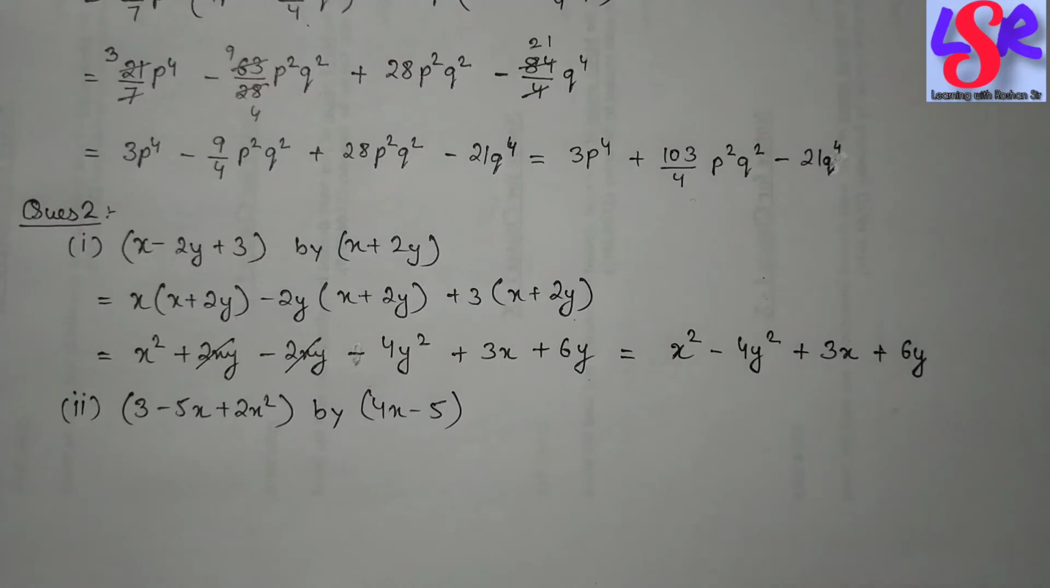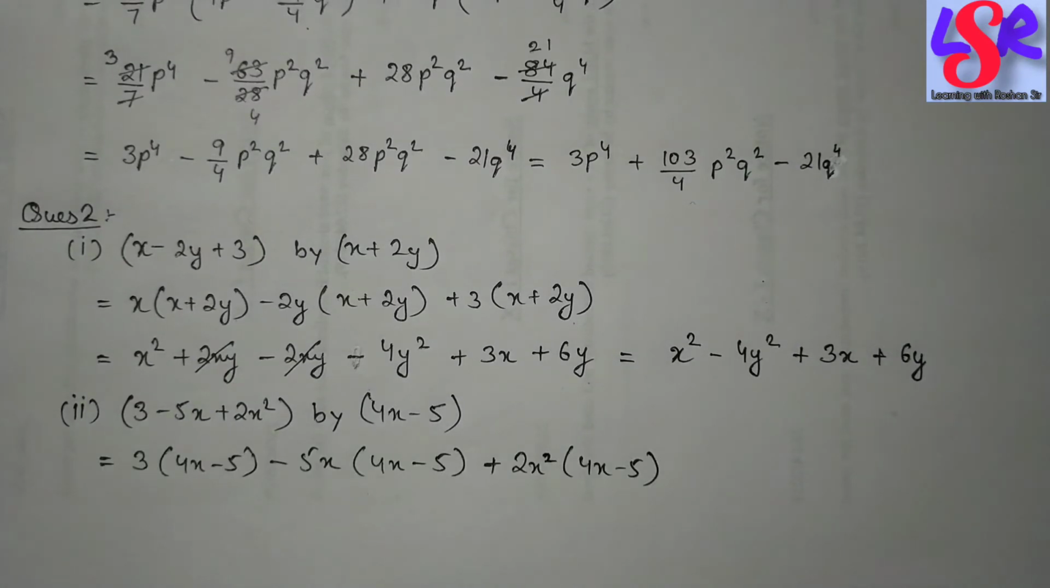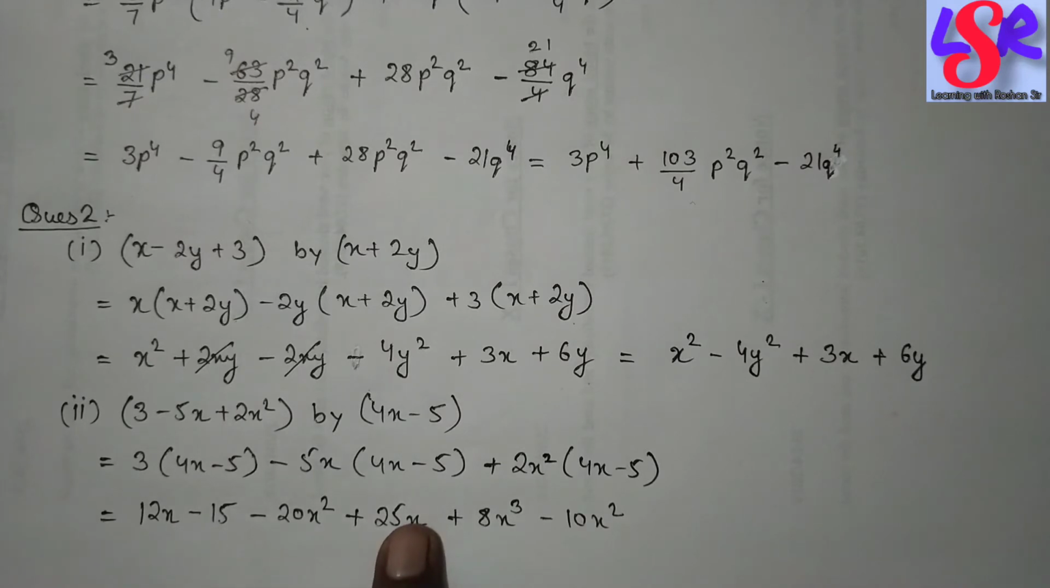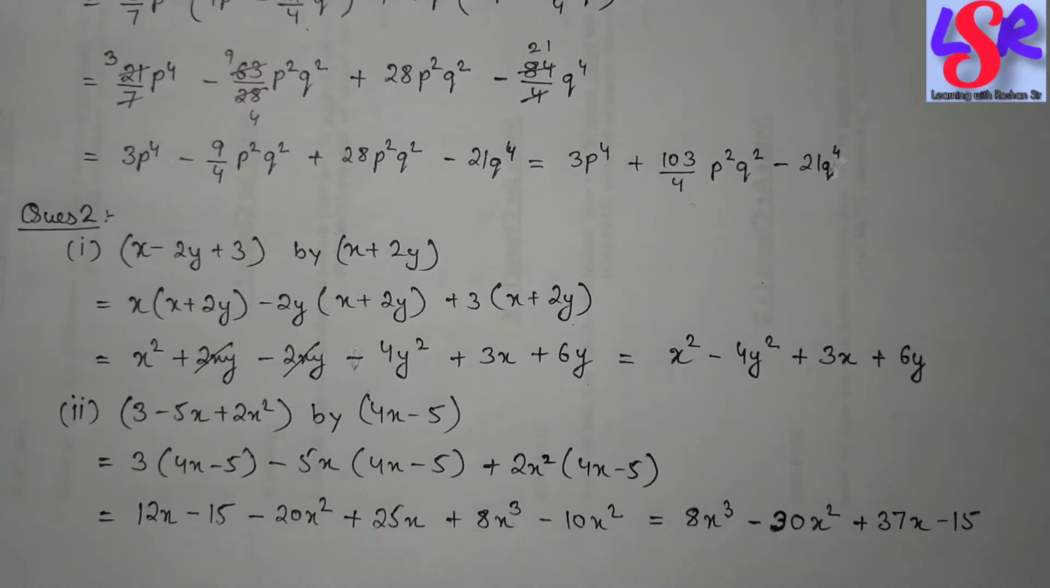Here again we are going to multiply all these terms by this whole expression, and here we get this. Then we are going to open all of the brackets, and on opening the brackets we'll be getting this. Now we'll take all the like terms and solve them. Here we see 12x and 25x are the like terms, then minus 20x square and this minus 10x square are the like terms. So we are going to solve these two, and here we get this one as the final answer.